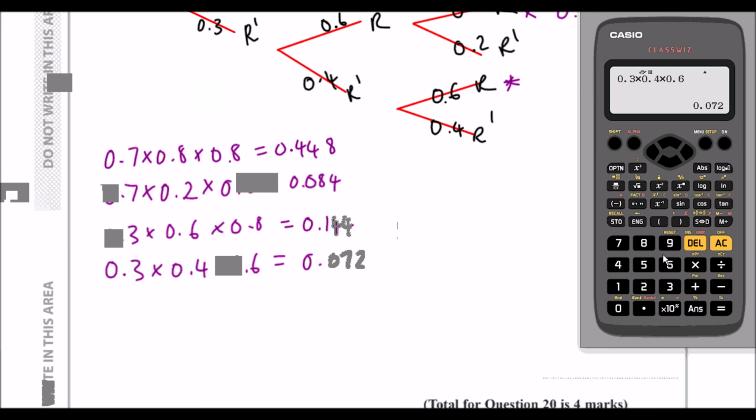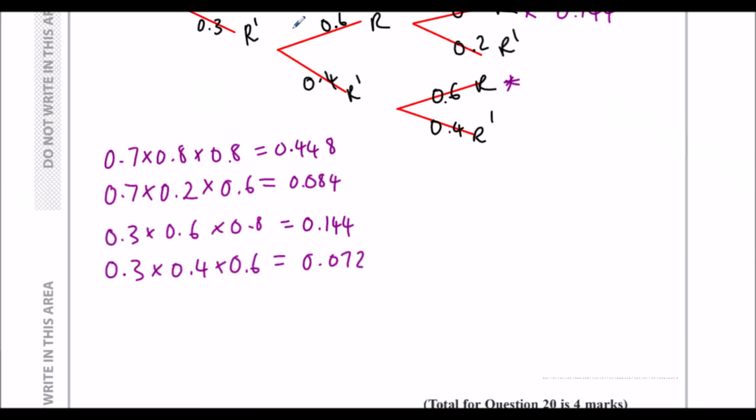So 0.072 plus 0.144 plus 0.084 plus 0.448. And so I've got 187 over 250, or 0.748. I've been using decimals the whole way, so I'll stick with 0.748.